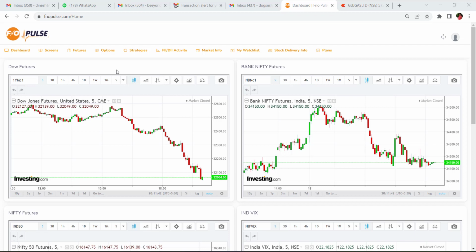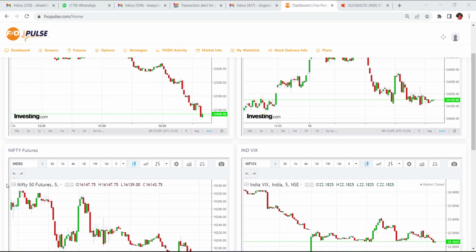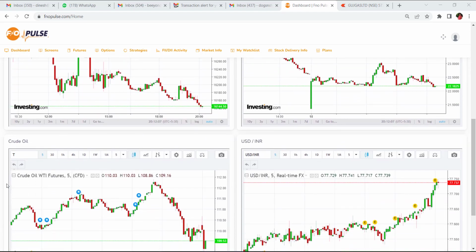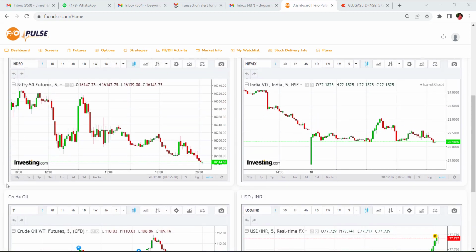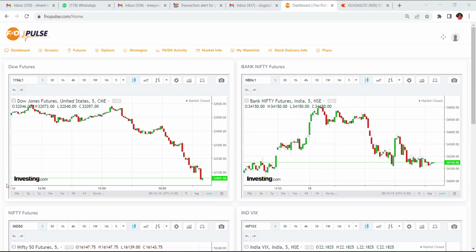Now let's see how the market is performing and how the F&O Pulse strategies will be useful for our intraday trading. The first screen is the home screen. Here we will find Dow futures, which helps us understand how our market is going to open, and Bank Nifty futures, as all those things are available on the screen. Crude oil, USD INR. First you have to identify this, and according to this you have to make a decision on how our market will be.